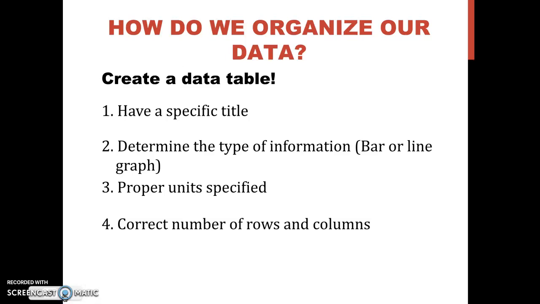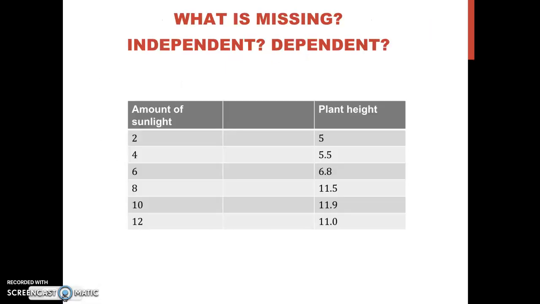And then you need to make sure that your data table has the correct number of rows and columns. So to give you an example, we look at this data table. Say, okay, what's missing or what's wrong with this? One of the things that should stand out to you is there's two columns of data. One is the amount of sunlight and the other is plant height. But when we look at both of those columns, neither one of them has units on it, and we don't even know what this is about.